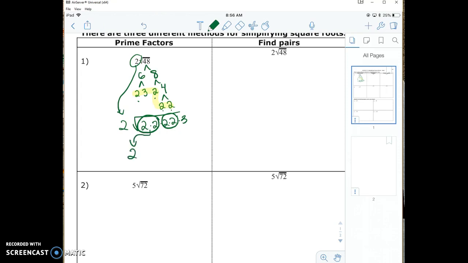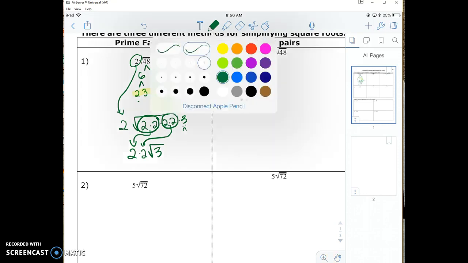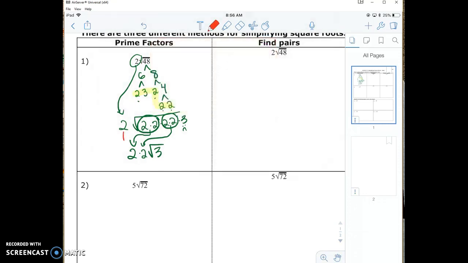So here's one from my first pair. My second pair gets married, leaves the house. Here's his, and it becomes 1. The 3 was lonely. He doesn't have a match, so he has to stay inside the house. Don't forget to carry down whatever number was in front of your radical.